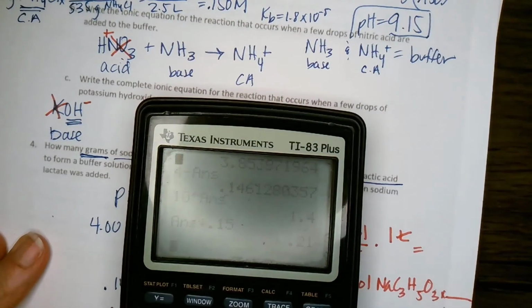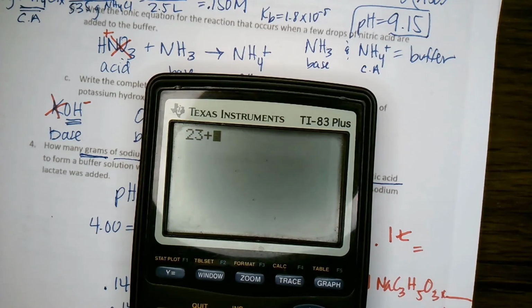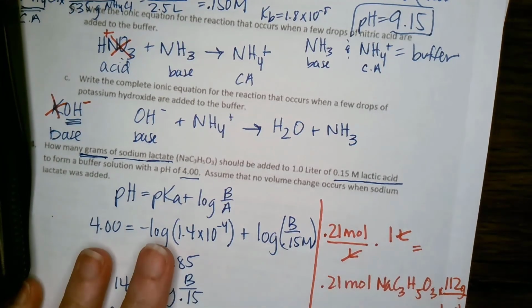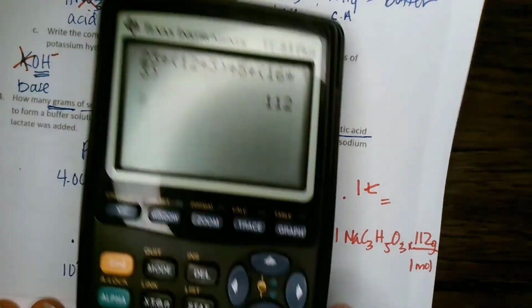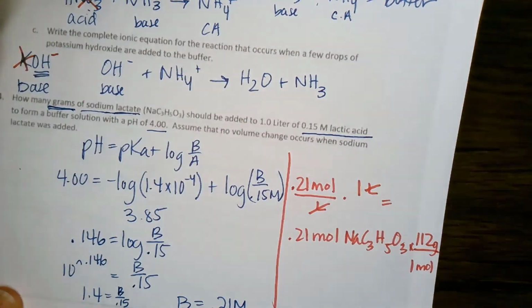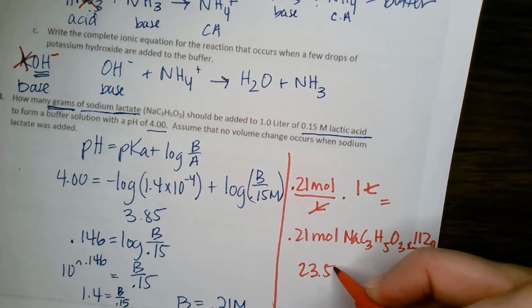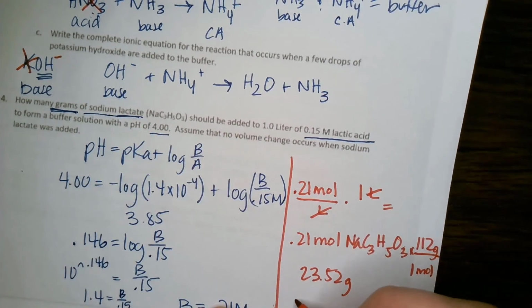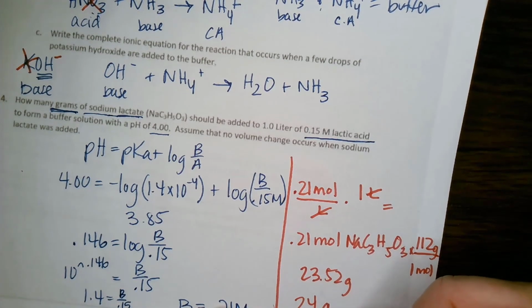We've got sodium, which is 23, plus carbon of 12 times 3, plus 5 hydrogens, plus 16 times 3 for our oxygens, and I got 112 grams per mole. So 0.21 times 112, and I should get 23.52 grams. And let's just make sure we've got the right sig figs, 2 sig figs it looks like. So we're going to say 24 grams of this sodium lactate.